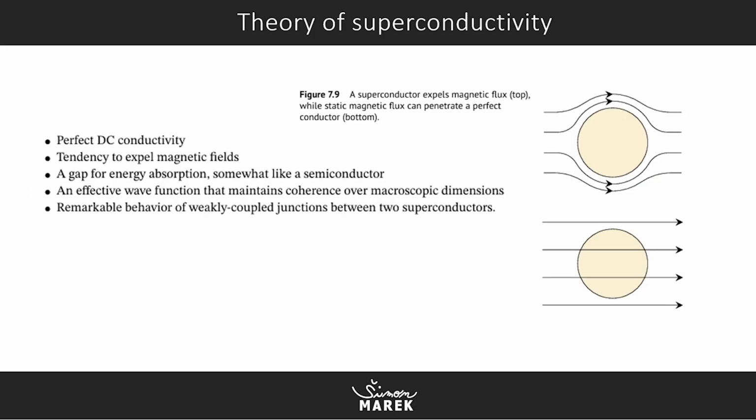There is a theory of superconductivity, which is connected to the Josephson junction and superconductors in general. There is perfect DC conductance, very large inductance, like a very small Josephson junction can have like 20 nanohenries, which is very, very large, and also the ability to expel magnetic field.